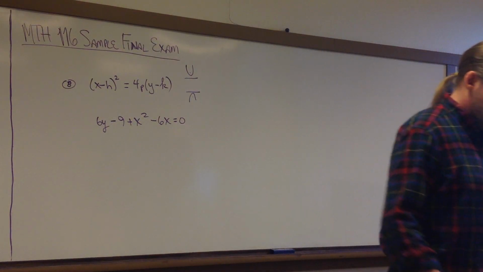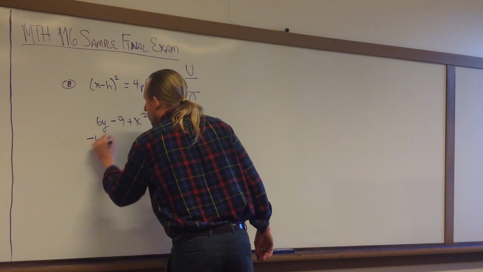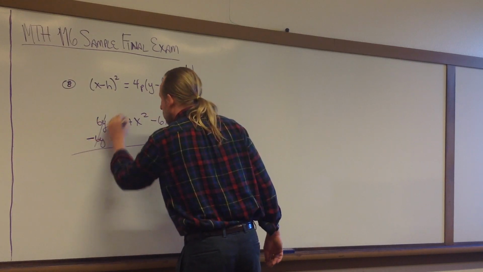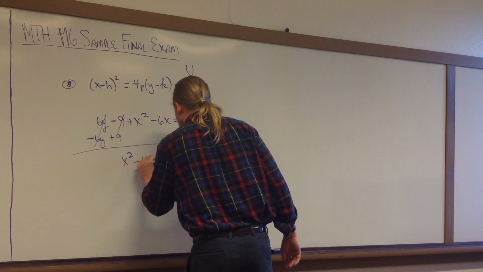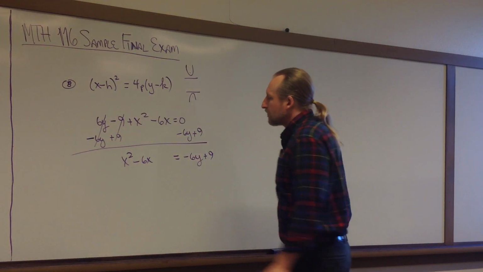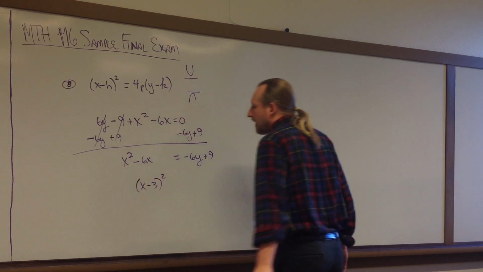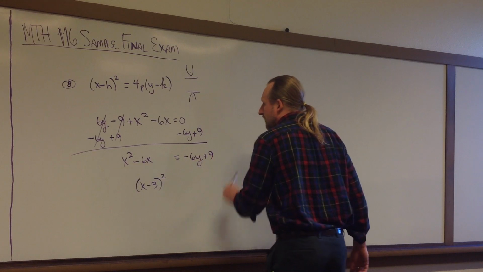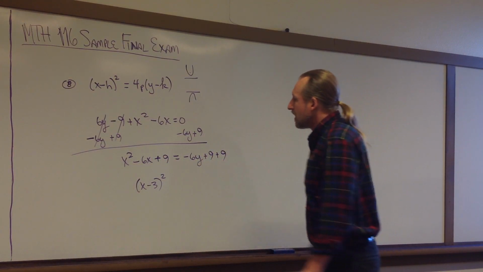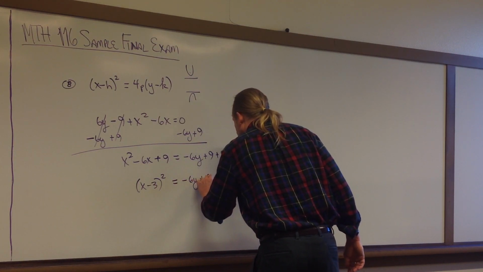Okay, so I'm going to leave the x squared where it is and move the 6y and the 9 to the other side. So those cancel out. x squared minus 6x is negative 6y plus 9. So we cut this in half. x minus 3 squared. And then we'll need a 3 squared to complete this, plus 9 and plus 9. So this is now x minus 3 all squared. This is minus 6y plus 18.